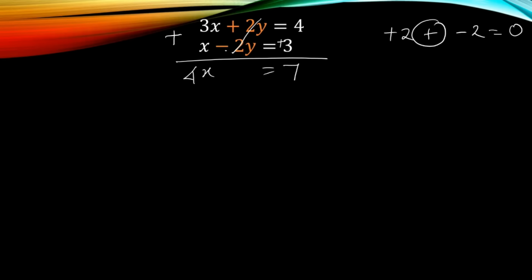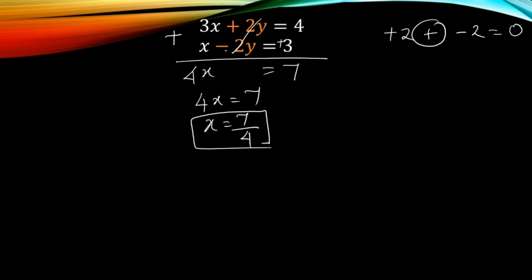Be careful when there are negative signs here. You are adding. If it had negative sign, you have to subtract them. So whatever sign here, you are just adding them. 4x is equal to 7 is what you are getting now. Therefore x is equal to 7 over 4 is the value of the remaining variable.